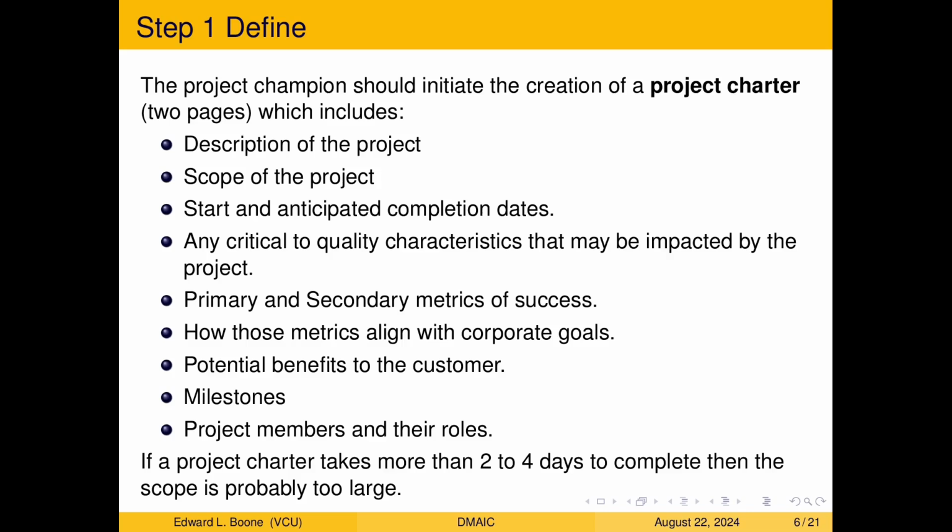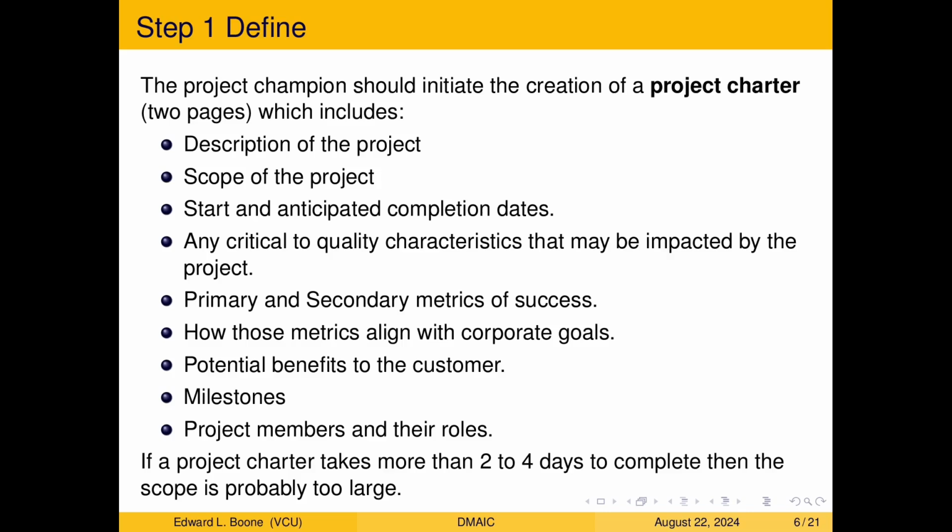So maybe we're trying to make the process safer or other things. These are metrics of success. And then we want to list out any potential benefits to the customer, because they're the ones ultimately who are going to benefit from this. We want to list out any milestones that we should make, and these are often toll gates. It should also list the project members and their roles.